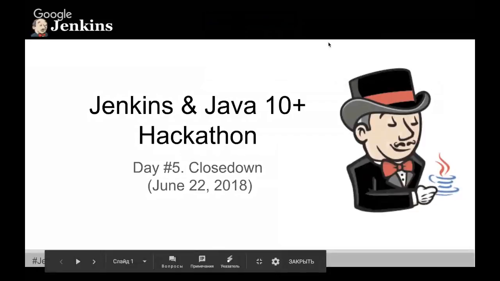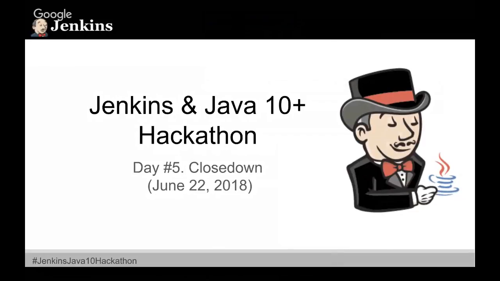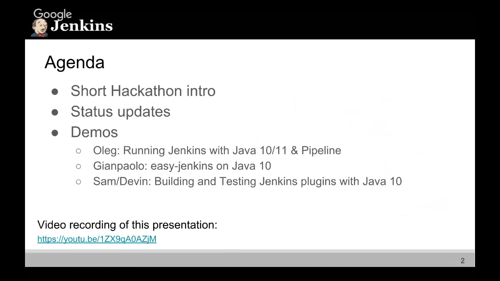Yeah, so Jenkins and Java 10 hackathon. Today is day 5. We were hacking all the week on different topics of Java 10, 11 support in Jenkins. So we are going to present some results we achieved during this week. I will have a brief hackathon introduction, then we will have status updates for different teams, and then we will perform demos. We have 3 scheduled demos: running Jenkins with Java 10, Easy Jenkins from Jean-Paul, and also building and testing Jenkins from Sam and Devin.